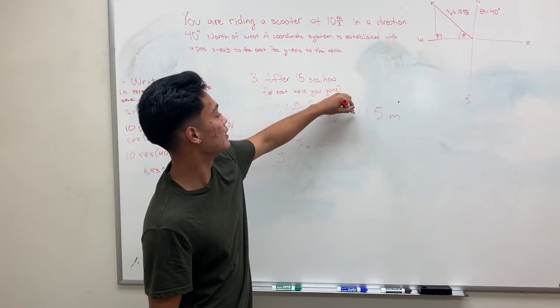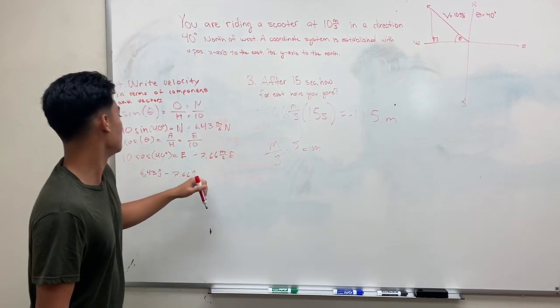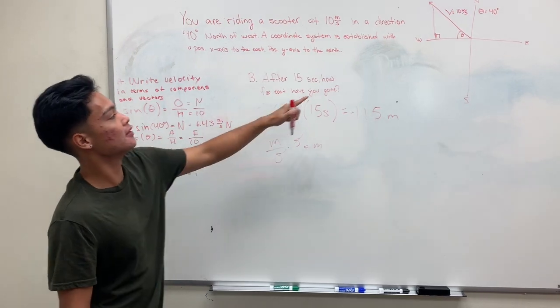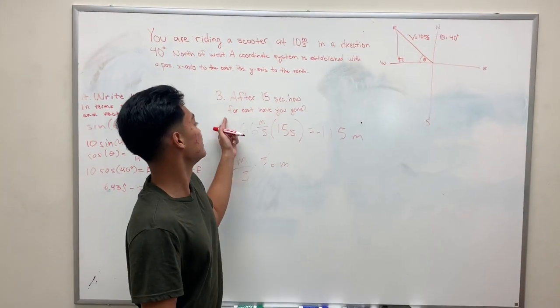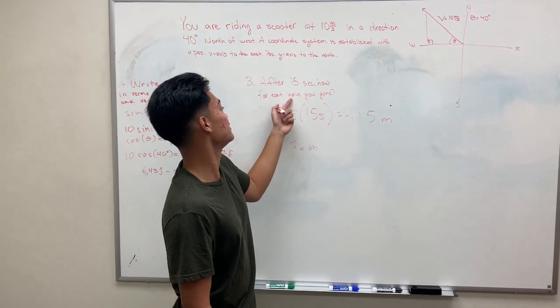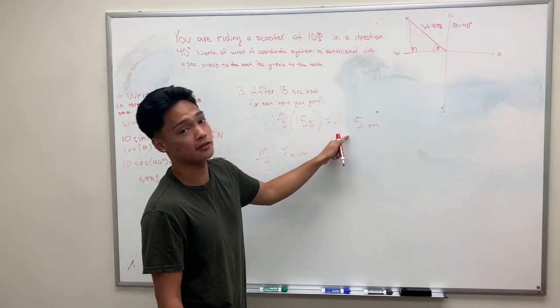Now this is negative since we were going west in this direction, and it's asking how far east. Since it's asking how far east and we're going west, it has to be a negative number.